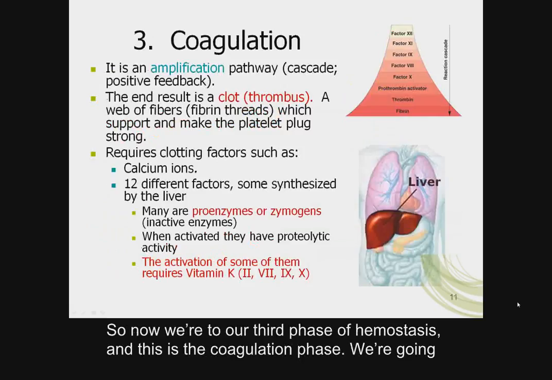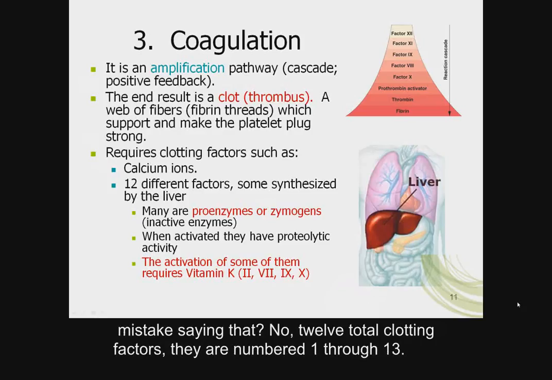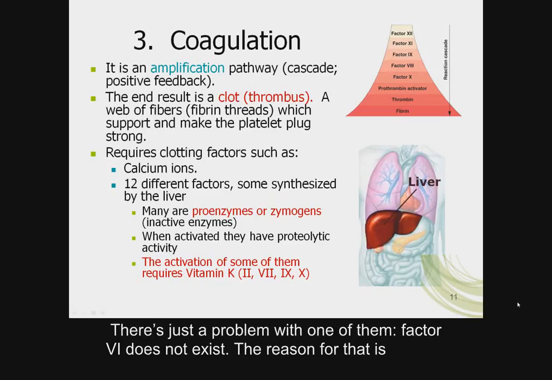Now we're to our third phase of hemostasis, and this is the coagulation phase. We're going to be playing with 12 clotting factors. They are numbered 1 through 13. Did I just make a mistake in saying that? No. 12 total clotting factors. They are numbered 1 through 13. There's just a problem with one of them.